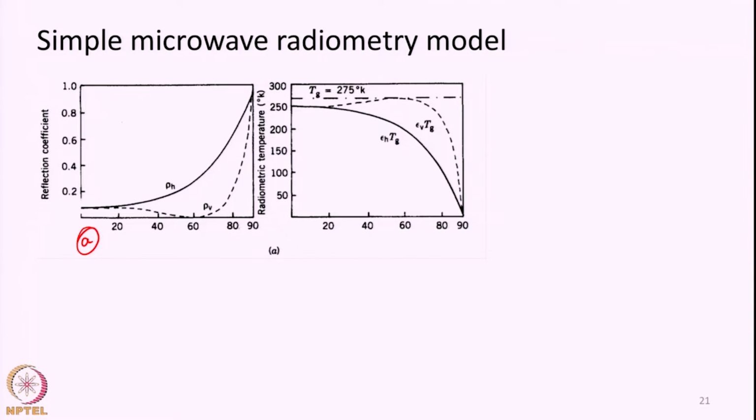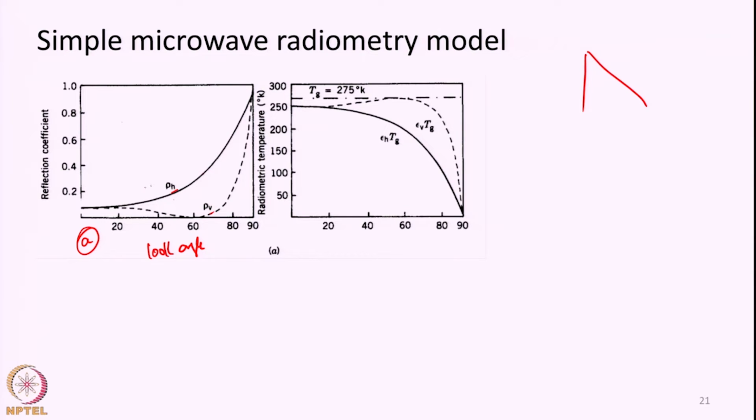Figure A tells us how the surface reflectance varies with respect to the incidence angle, or we can call it the look angle, the angle at which the satellite is looking, and the polarization. H represents horizontal polarization, V represents vertical polarization. Here we can observe that with respect to polarization or look angle, the reflectance of the surface varies a lot.